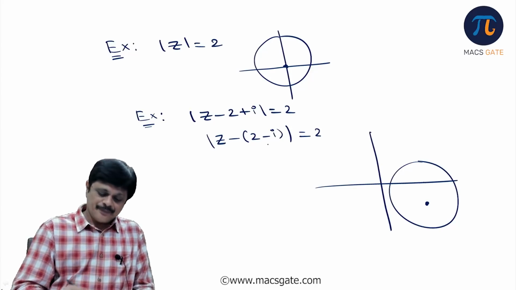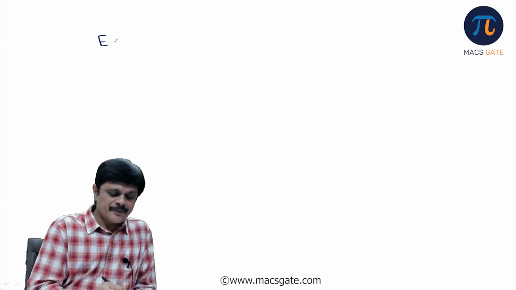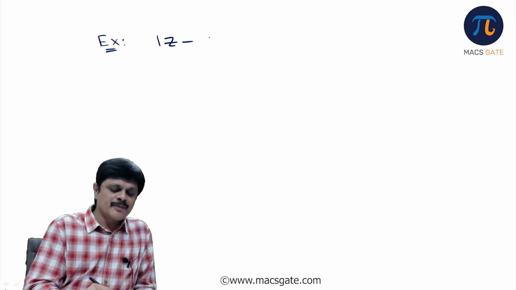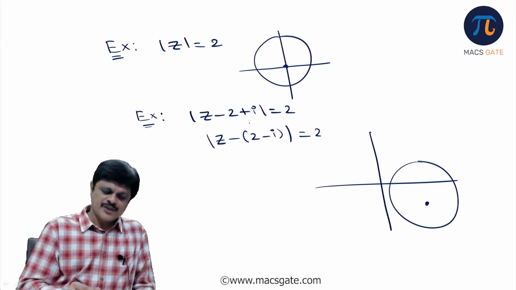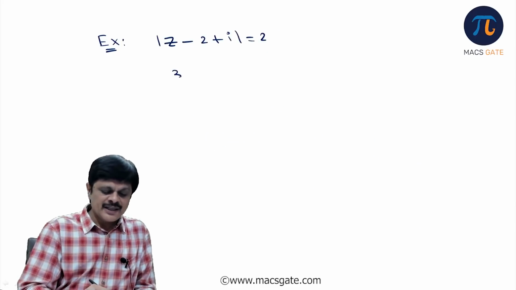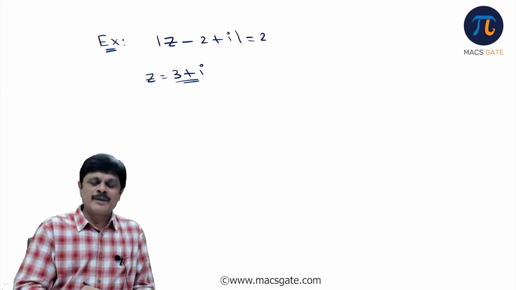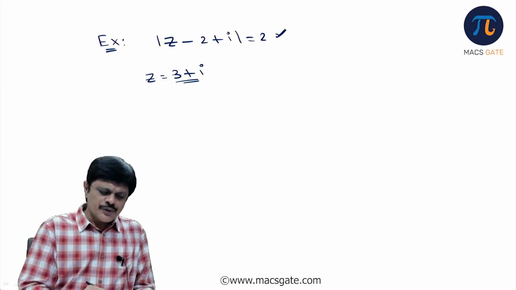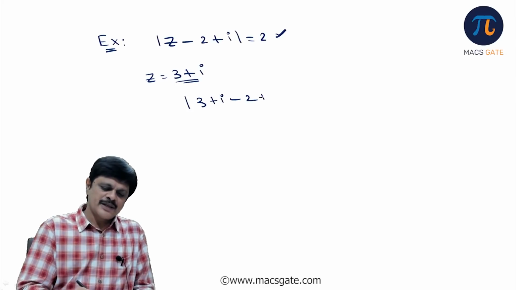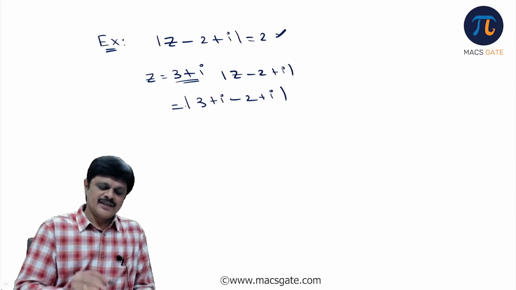Now if you want to check, there is one very interesting question. Suppose your circle is mod Z minus 2 plus I is equal to 2. Same circle. Now you want to check whether 3 plus I is inside the circle or outside this particular circle. So what you just do is, in place of Z you put 3 plus I. You find mod Z minus 2 plus I, you calculate.